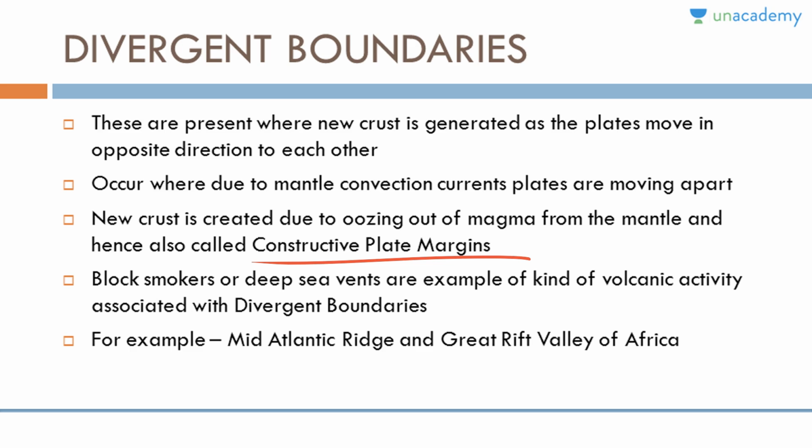Black smokers or deep sea vents are examples of kind of volcanic activity which are associated with divergent plate boundaries. The examples of divergent boundaries include Mid-Atlantic Ridge and Great Rift Valley of Africa.